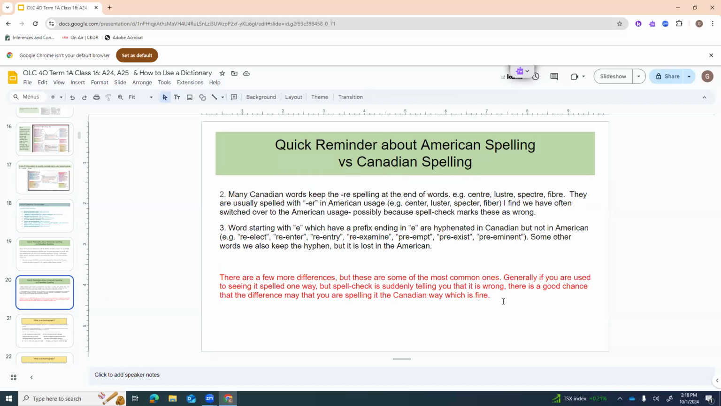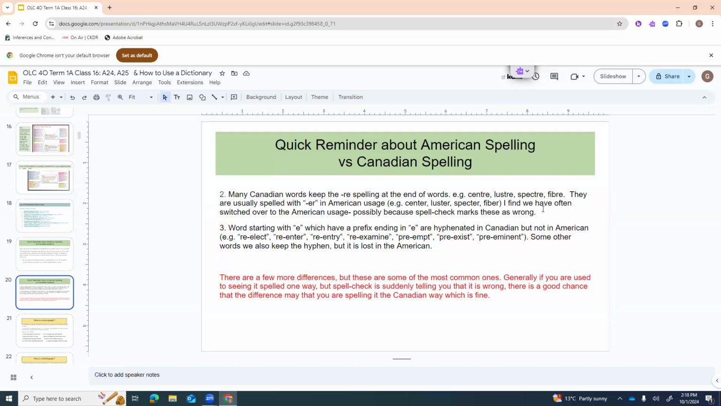Some other Canadianisms, we use RE spelling for words like center, luster, specter, fiber. In American usage, it's more often spelled ER. Okay. Having said that, I notice a lot of us have kind of switched over to that American usage, probably because spell check marks these as wrong so often. Again, it's not a matter of importance to me. It could be a matter of importance to some of the people that you meet.